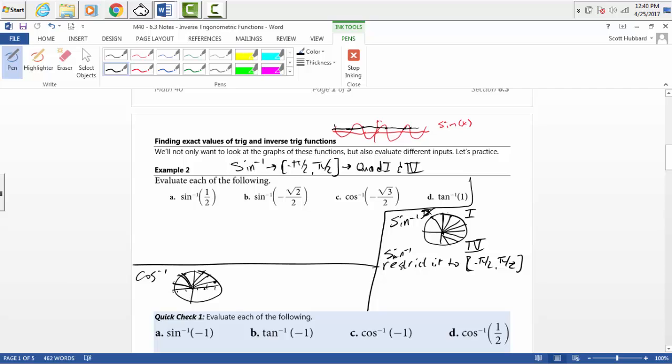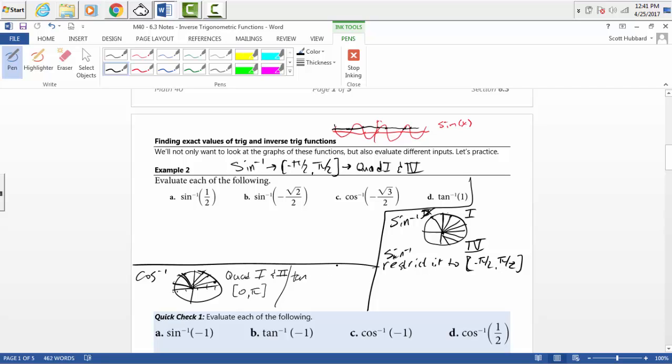So cosine inverse is going to be restricted to quadrants 1 and 2. Okay, and that means that its range would be 0 to pi, like that. Okay, and tangent is going to be just like sine.